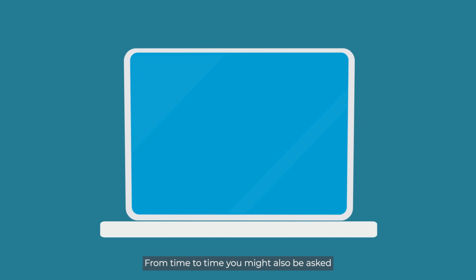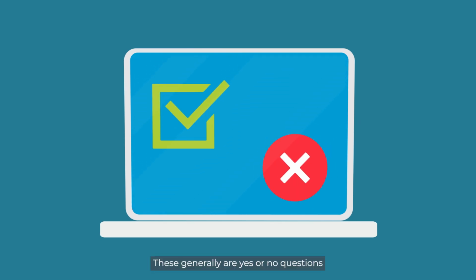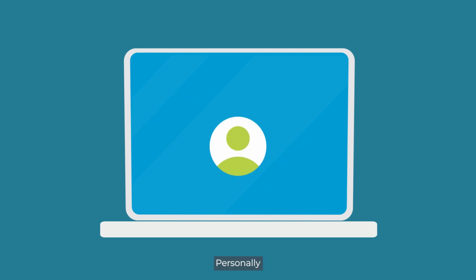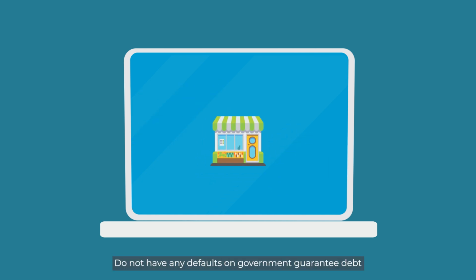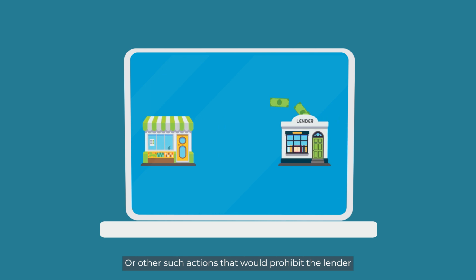From time to time, you might also be asked to complete additional eligibility questionnaires. These generally are yes or no questions to ensure that both you, personally, and the business do not have any defaults on government guaranteed debt or other such actions that would prohibit the lender from giving you a loan.